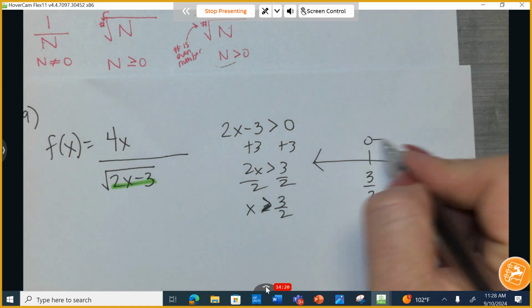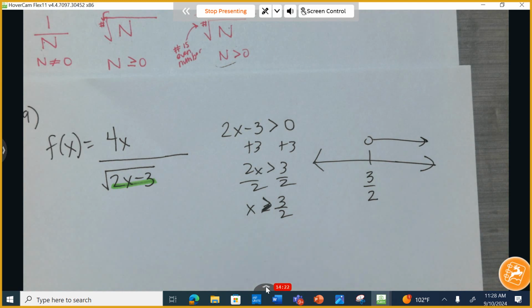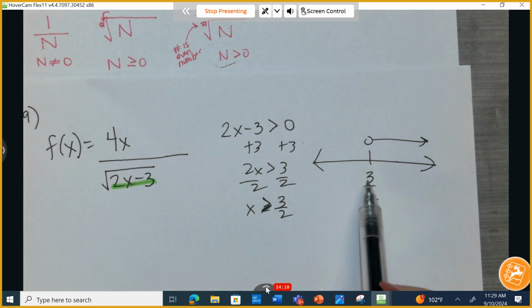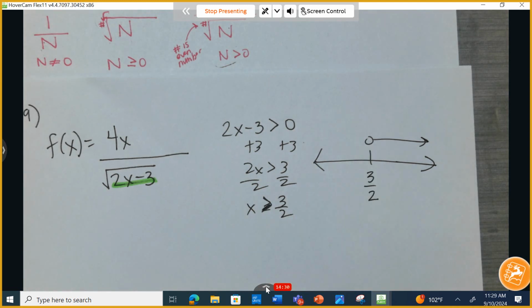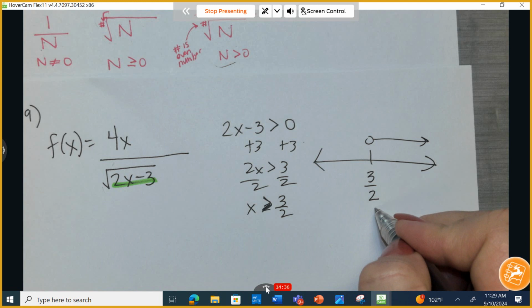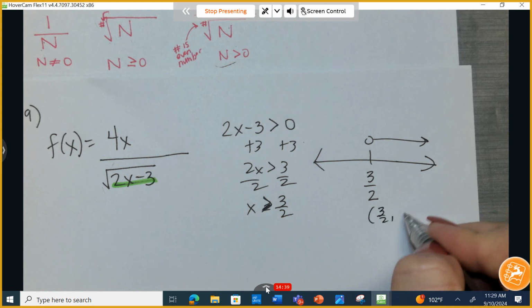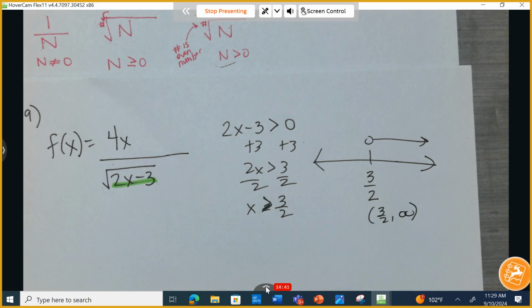And this says shade to the right. That means any value to the right of 1.5 or 3/2 would produce an output value. Anything to the left of 3/2 or even 3/2 would not produce an output value. It'd produce not real answers, they'd be imaginary. Okay, how do we express the domain? 3/2 and anything to the right.